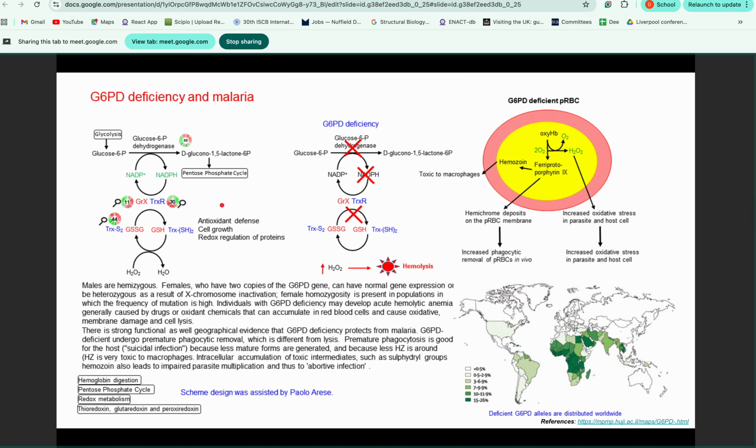Okay, so this is another article obtained from this particular paper. If you're interested, you can go through this, in which they have explained in detail the mechanism, how this deficiency is linked to hemolysis.